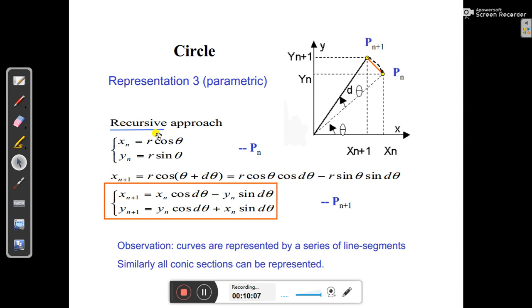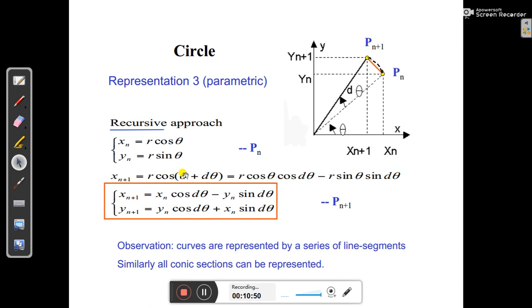This is the third one. Here this is a recursive approach. This is Pn, we need to find Pn plus 1. So this is the original theta, so x for Pn, xn equal to r cos theta, and yn equal to r sin theta as per the polar coordinates. And again xn plus 1 equal to r cos of theta plus d theta. So it will be like this one. So xn plus 1 equal to xn cos d theta and yn sin d theta.